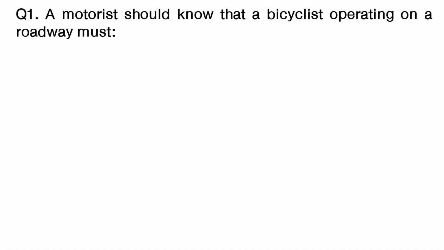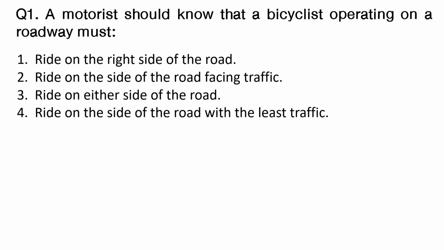Question. A motorist should know that a bicyclist operating on a roadway must. Option number 1. Ride on the right side of the road. Option number 2. Ride on the side of the road facing traffic. Option number 3. Ride on either side of the road. Option number 4. Ride on the side of the road with the least traffic.